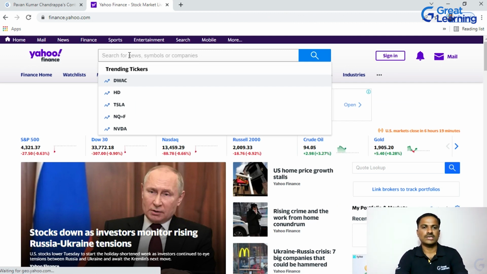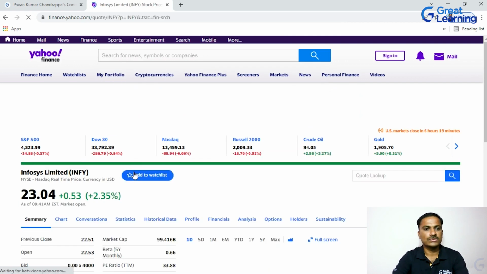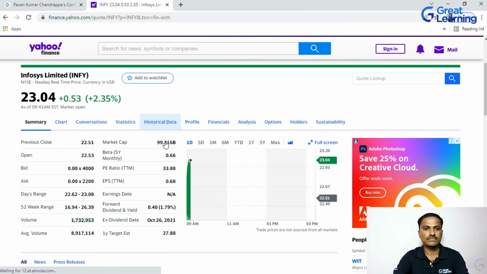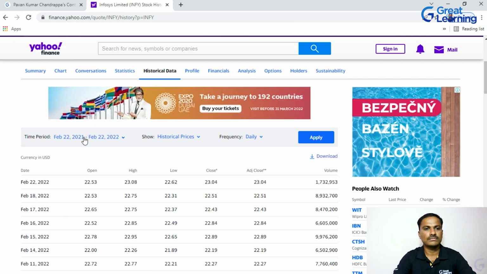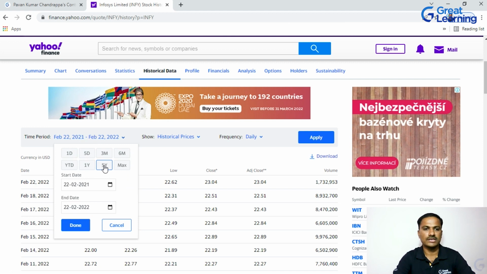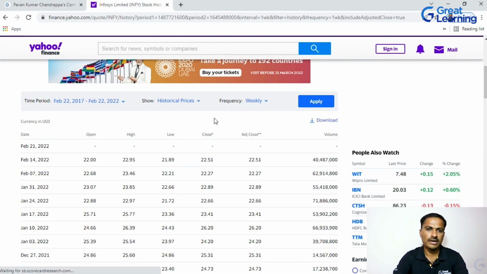Let's say we are going to understand the beta for Infosys stock for the last 5 years. INFY is the code. So this is the Infosys stock page. Go to historical data. Choose the time period of 5 years, because I want to see the beta for the last 5 years. Choose the data type as historical prices, and then choose the frequency. For convenience I'm going to use weekly. So apply, download.